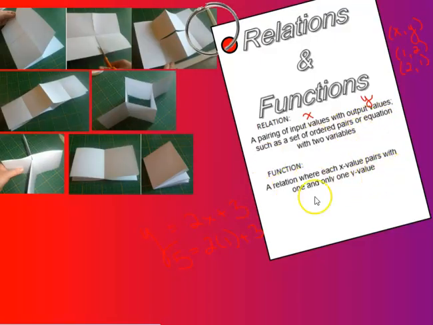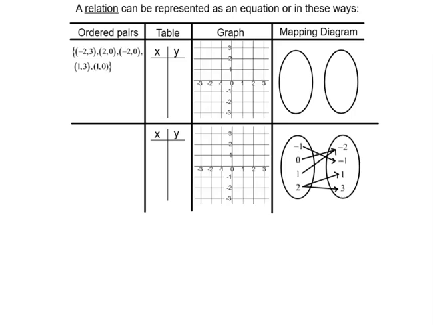A function is a special type of relation. If your relation is one where each x value pairs with one and only one y value, that's a special type of relation called a function. We'll look at some examples of functions in the coming pages. A relation can be represented as an equation or in these four different ways.